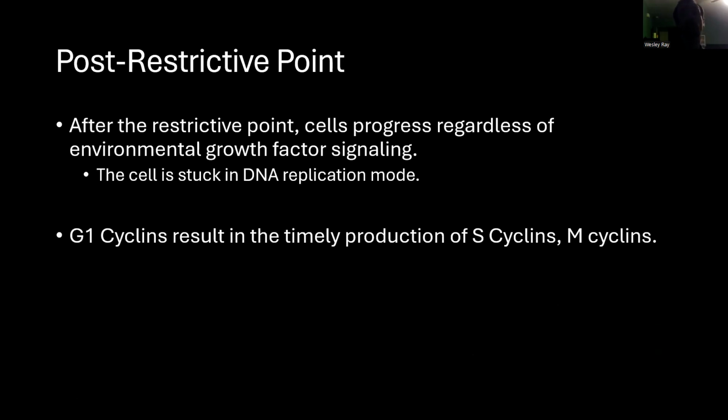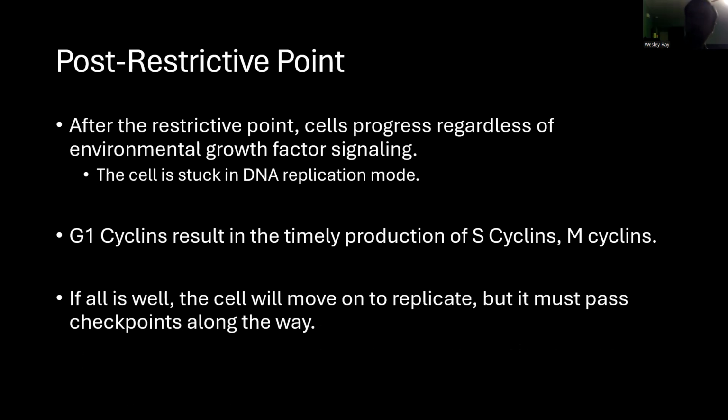G1 cyclins are going to result in the timely production of S cyclins and M cyclins. Again, the chart that I showed you earlier, G1 cyclins are going to be responsible for the transcription of some proteins and not the transcription of other proteins. We have different cyclins for different transcriptive factors.